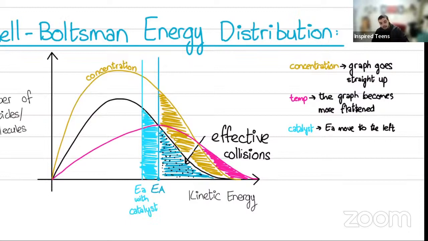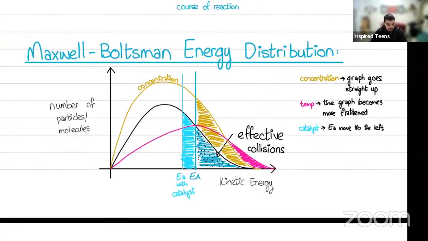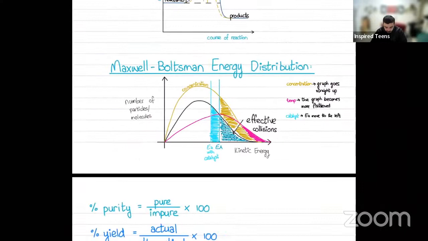All of that would be extra now with the catalyst, right? With the new reaction having a catalyst, it has more effective collisions and a higher rate of reaction. So I hope you understand how an increase in concentration, an increase in temperature, and the addition of a catalyst increase the number of effective collisions and ultimately increase the rate of the reaction. And that's what's displayed on the Maxwell-Boltzmann energy distribution curve.